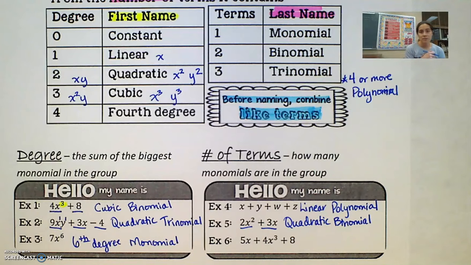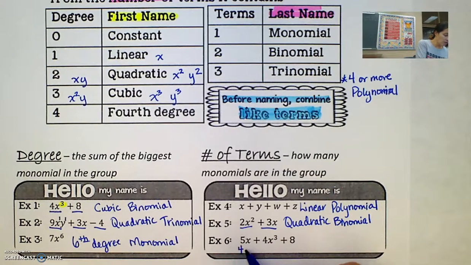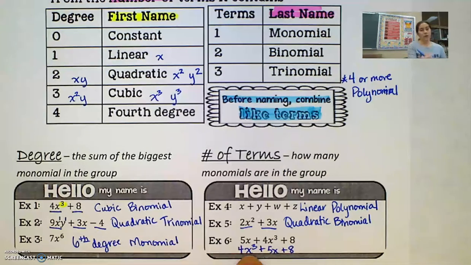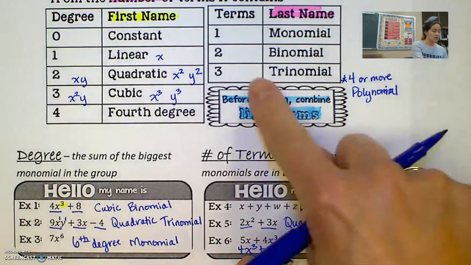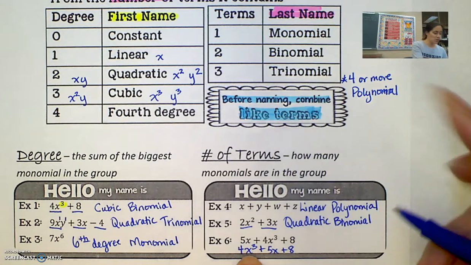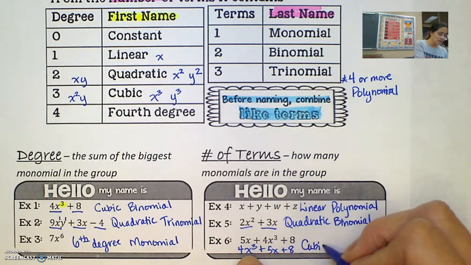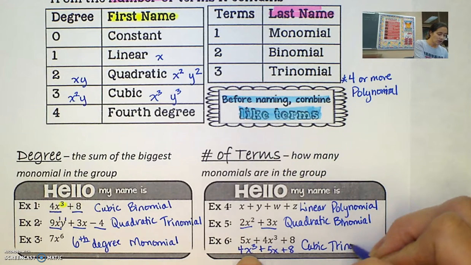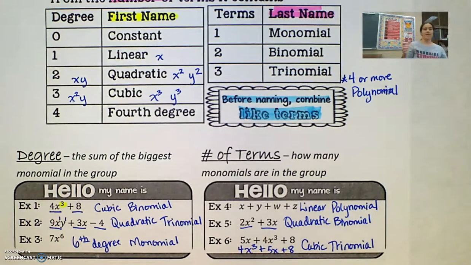Okay, the last one is not in standard form, so we need to rearrange it. So we get 4x to the third, because that has the higher exponent, plus 5x plus 8. A third power is called cubic. 3 terms is called a trinomial. So this is a cubic trinomial, and we're done.